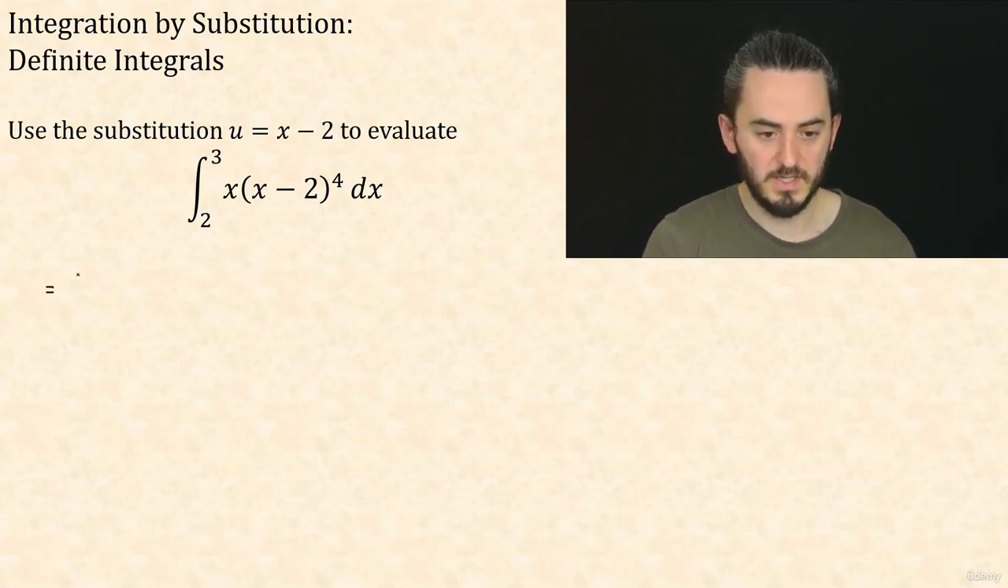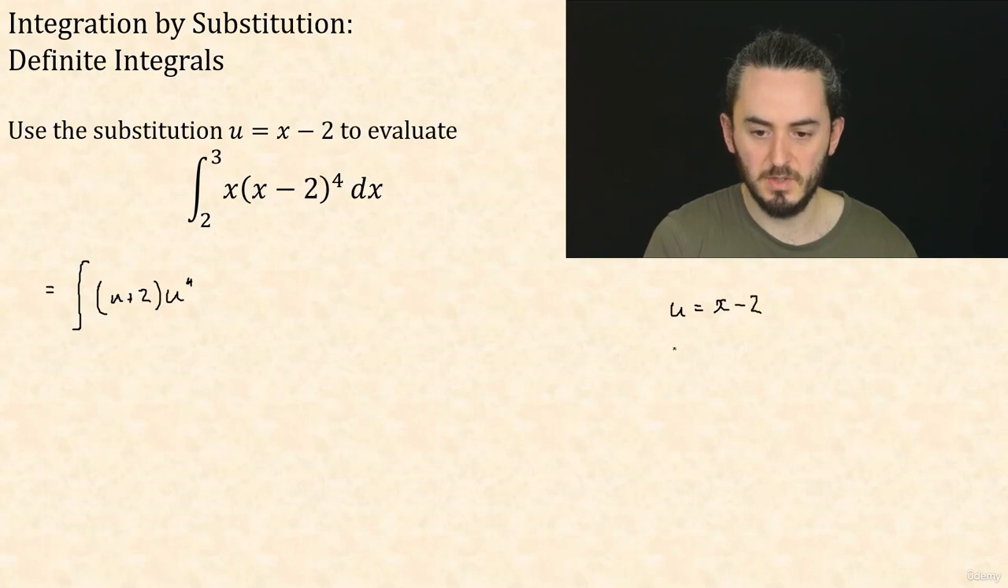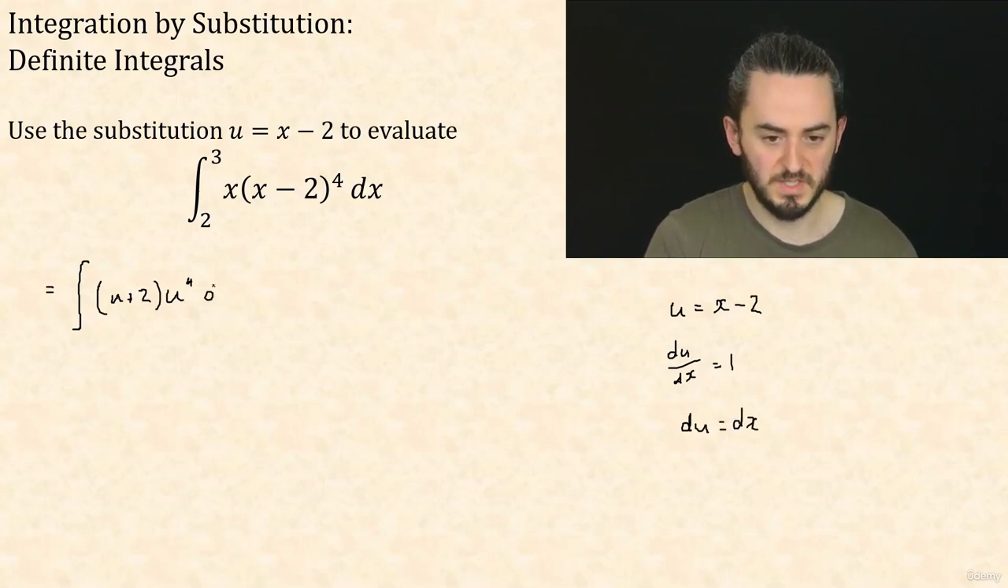Step one is just to replace as much as you can in the integral with our substitution. So x over here, what is x? x is u plus 2, and then x minus 2 is just u, so that's just u to the 4. And then I want to figure out what dx is. So u is x minus 2, so du by dx is just 1, and that means that du just is dx, so I can just replace dx with du.